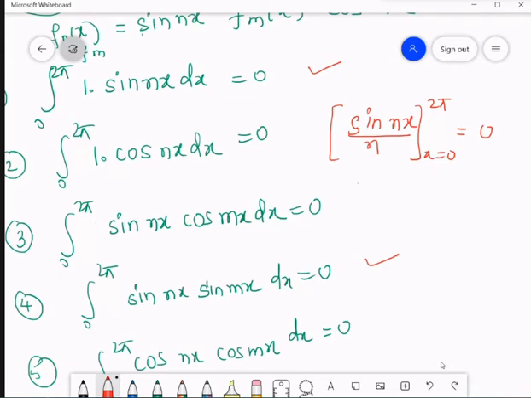Okay, now this one, which formula are we going to use? We'll multiply by 2, divide by 2. So what will be the expression in that case? 2 sin A cos B. 2 sin A cos B is nothing but sin(A plus B) plus sin(A minus B). So use this formula to simplify this expression.